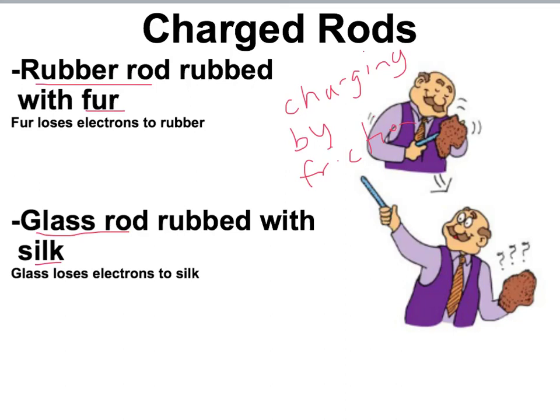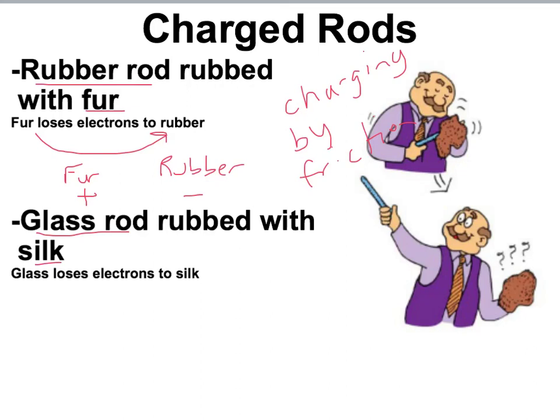But what happens to the rod depends on the material that the rod is made of, and on the material that we're rubbing it with. In the case of the rubber rod, rubber likes to hold on to electrons more than fur. So fur is going to lose electrons to rubber. Fur loses electrons, so fur is going to become positively charged, and the rubber gains those electrons, so rubber is going to become negatively charged.